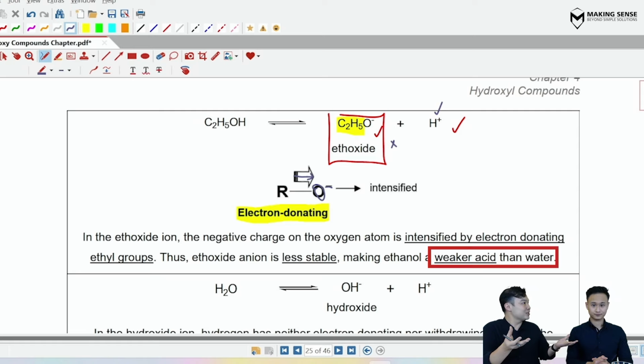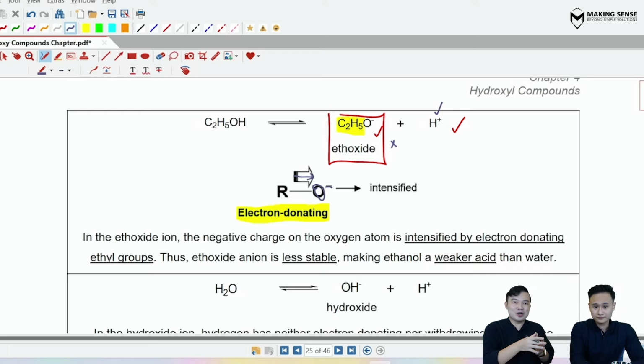I mean, come on, water is not even acidic in the first place, right? Exactly. So ethanol is even less acidic than that. So we never ever say that alcohols are acidic. We simply just say that alcohols are neutral.